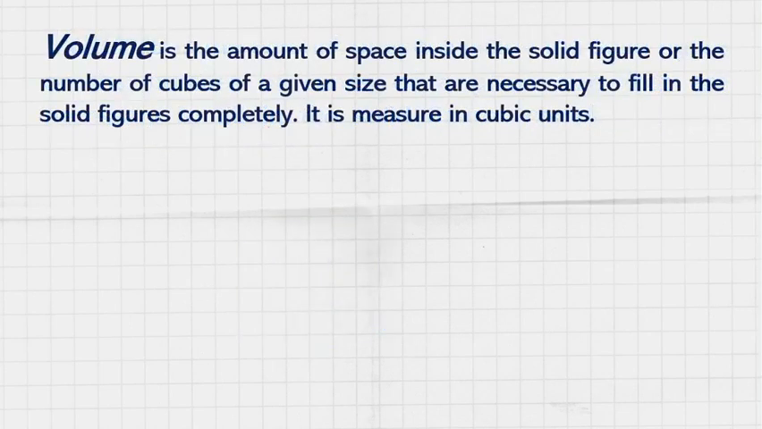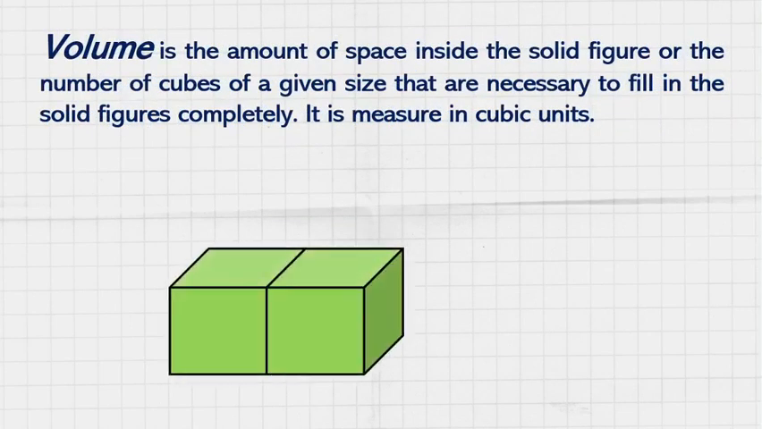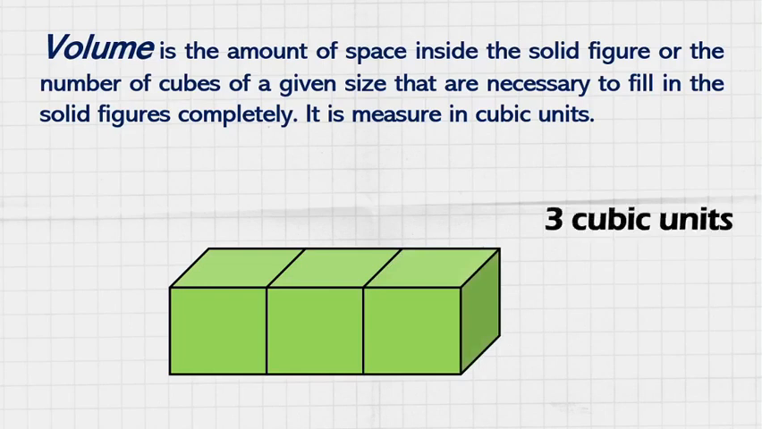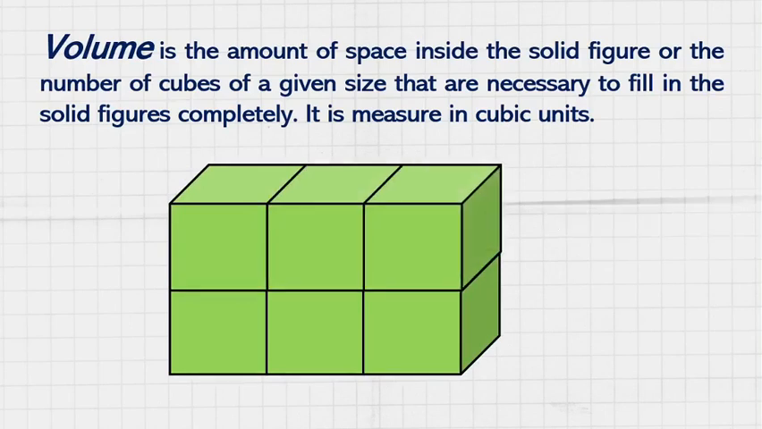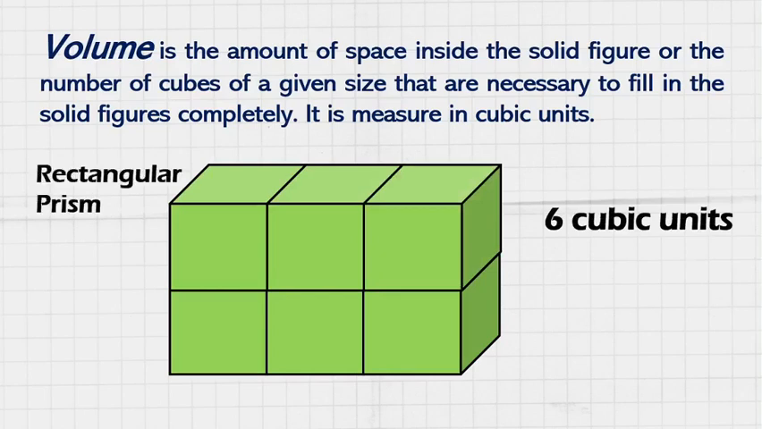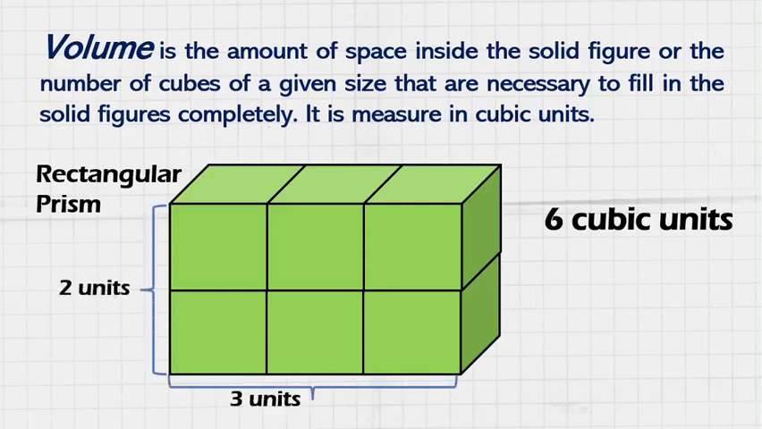Now, if we have 2 cubes whose sides measure 1 unit, the volume will be 2 cubic units. If we add 1, there will be 3 cubic units. Let's say we add 3 cubes. There will be 6 cubic units. Here, we can see that we have formed a rectangular prism whose height measures 2 units, length is 3 units, and width is equal to 1 unit.